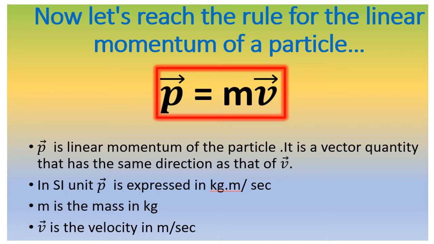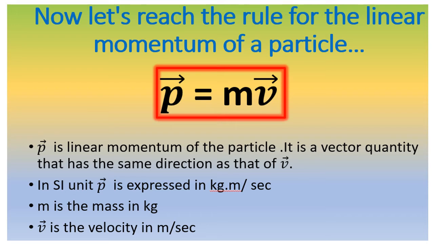Now, let's reach the rule for the linear momentum of a particle. The linear momentum of a particle is given by the vector quantity p vector. So it is a vector quantity. It has a point of application, a line of action, a direction, and a magnitude. P equals m times v. So the linear momentum is the product of the mass of an object by its velocity vector.